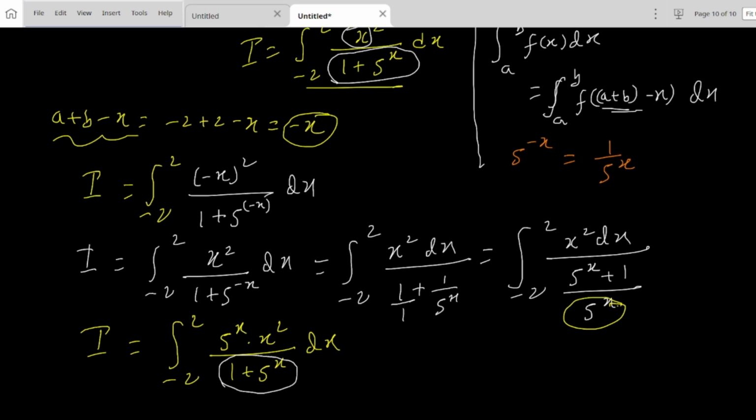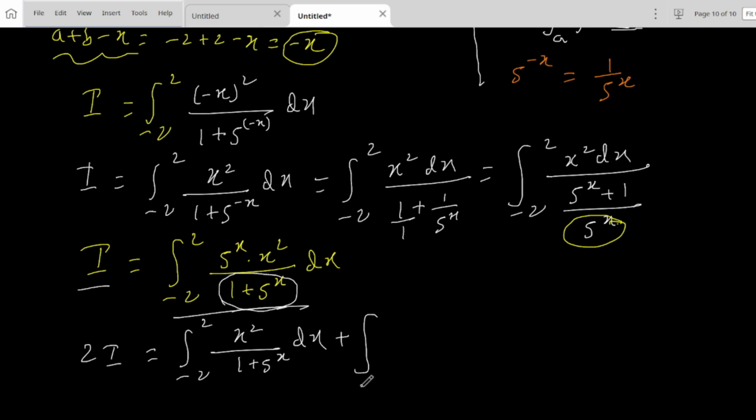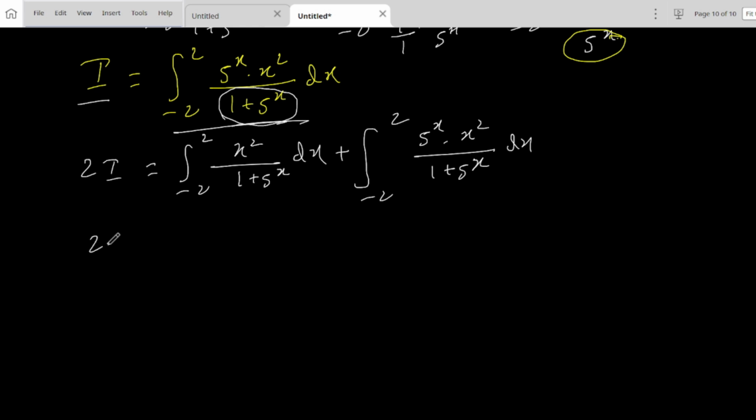So what we are going to do, we will add both the integral expressions with each other. So I plus I, 2I is equal to minus 2 to 2 x square by 1 plus 5 to the power x dx plus the next integral, minus 2 to 2 5 to the power x into x square by 1 plus 5 to the power x dx.